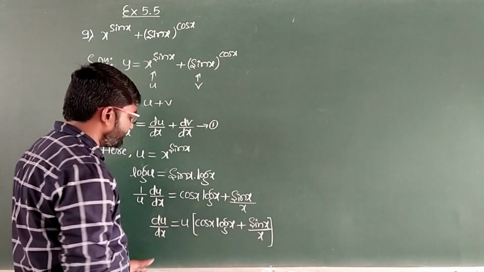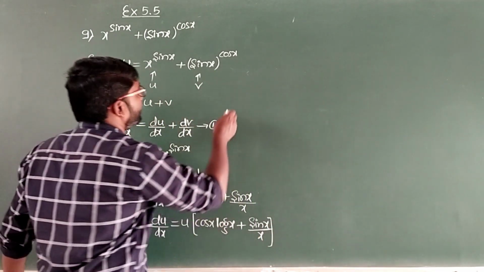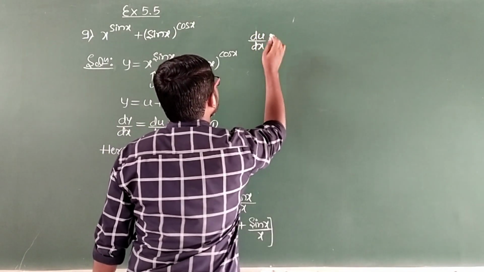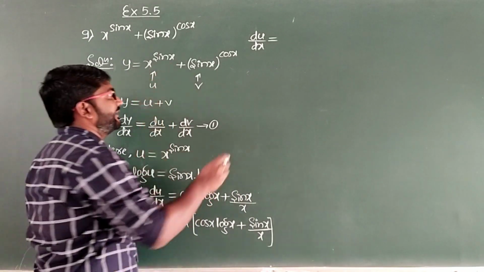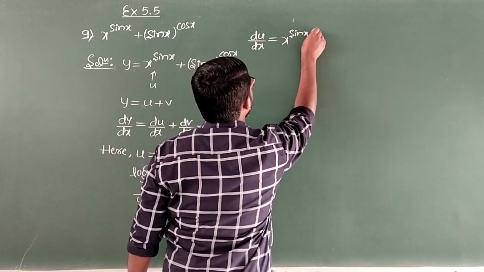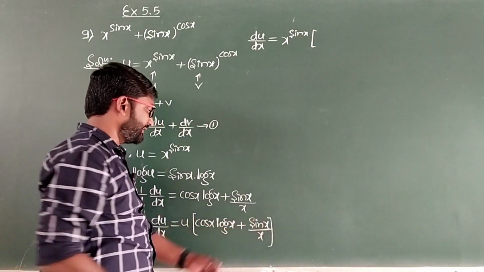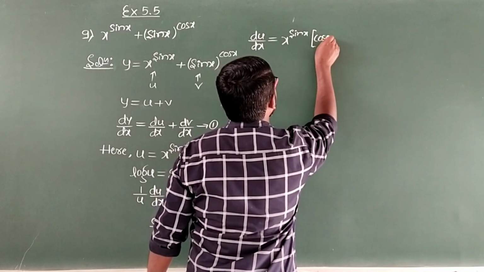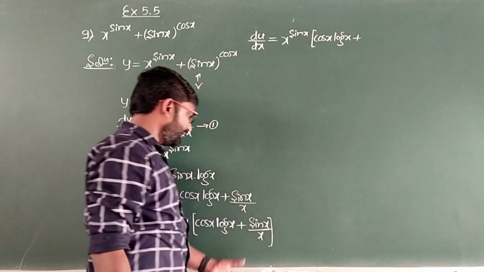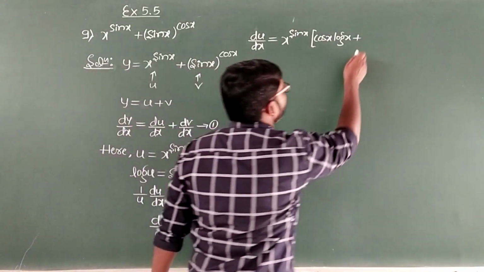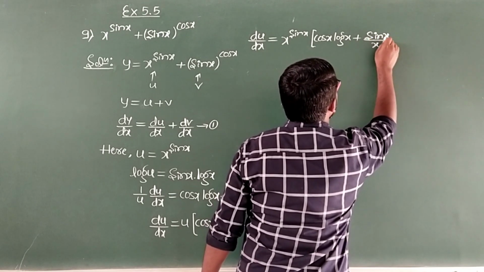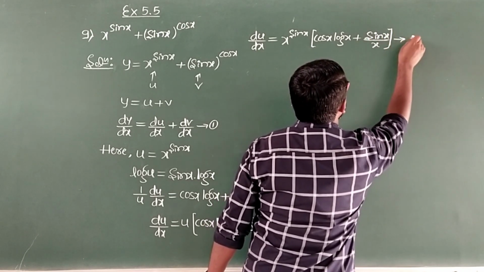So now in the next step we have to replace u. du by dx is equal to x to the power sin x, into the bracket, write the remaining terms as it is: cos x into log x plus sin x divided by x. Close the bracket and call this equation number 2.